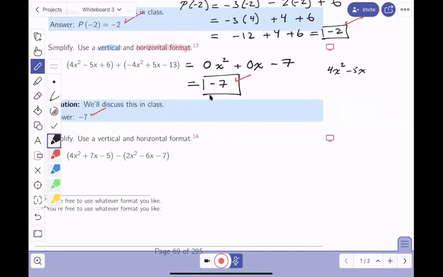minus 5x plus 6. And what I'm going to do is add that polynomial, which is minus 4x squared plus 5x minus 13. If you were to do that, we get 0x squared, 0 x's, and 6 minus 13 again is going to be what? -7. What do you get over here? The same answer. Not a surprise there.